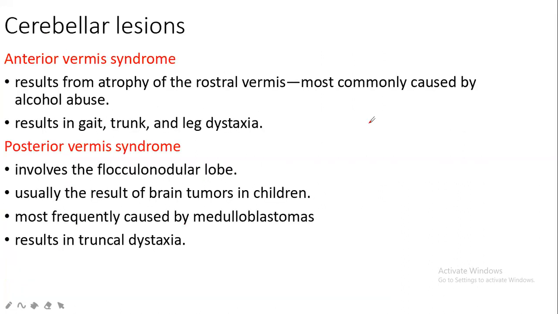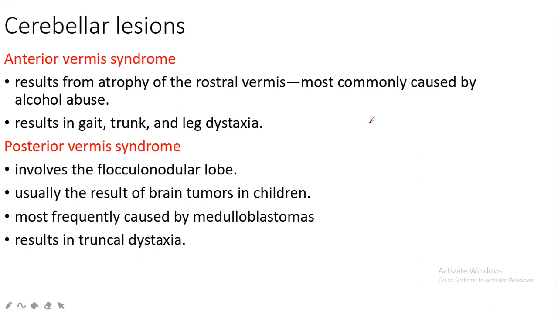Then the cerebellar lesions. So we've got what we call the vermal lesion syndrome, right? And we have what we call the anterior vermal syndromes and the posterior vermal syndromes. So basically with the anterior vermal syndrome, it results from atrophy of the rostral vermis, right? And most commonly caused by alcohol abuse. So that results in an ataxic gait that you actually see when someone is drunk, right, of the trunk and the legs.